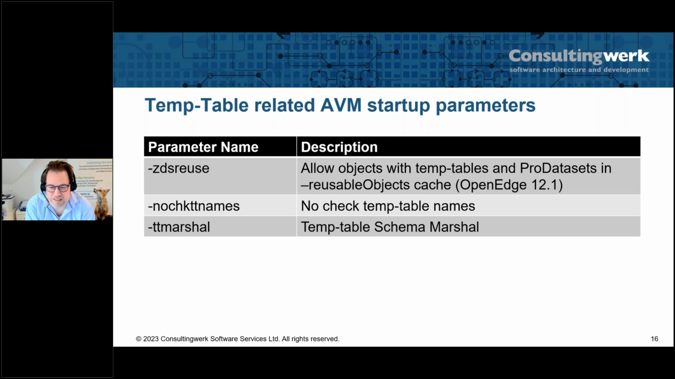-nochecktt names is a parameter that relaxes the requirements that temp table parameters in the sending and the receiving program need to have the same field names. Check is limited to just the data type and extent and similar properties. And when you're using a Progress GUI client or a Progress Open Client connected to an AppServer, the -ttmarshal startup parameter can be used to control how much schema information, like field labels, like help text, etc., you want to send across the AppServer whenever you're sending a temp table back and forth.